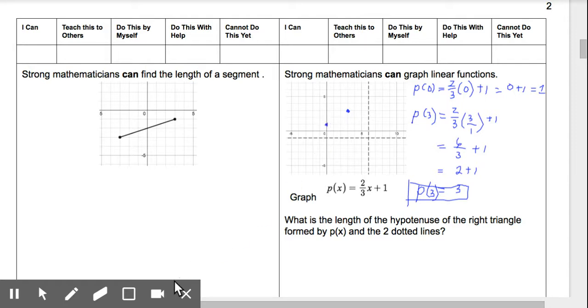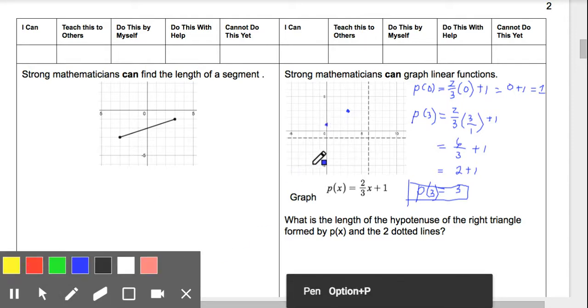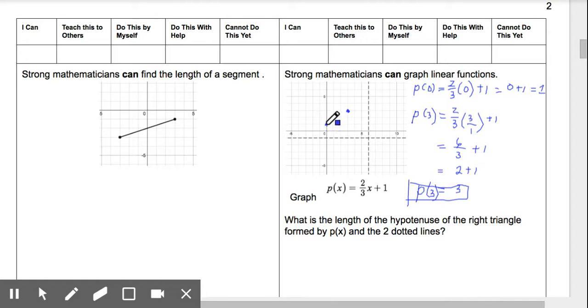So from this point, which is 0, 1, I go up 2 units and then go to the right 3 units. So again, we go up 2, and then go to the right 3. Now that will allow us to find other points on the line.